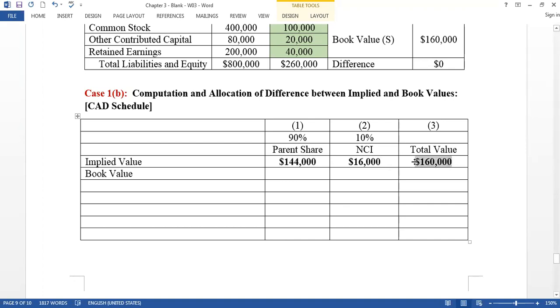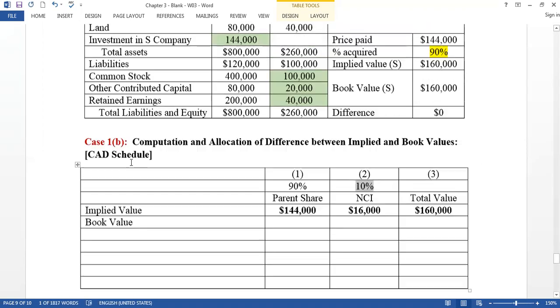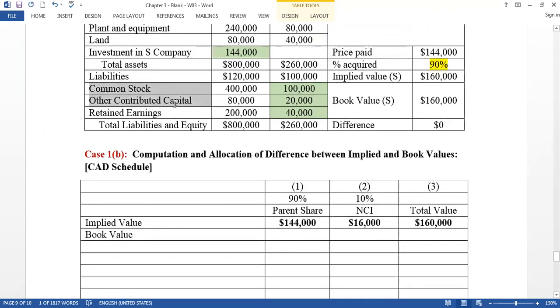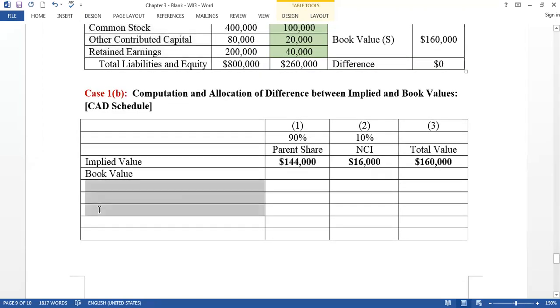This is the total implied value, the total implied market price. You can only claim 90% because it is your investment, and the remaining 10% is the non-controlling interest. So we have three book values. Look, we have three book values under the subsidiary.